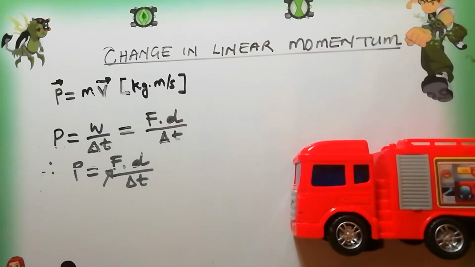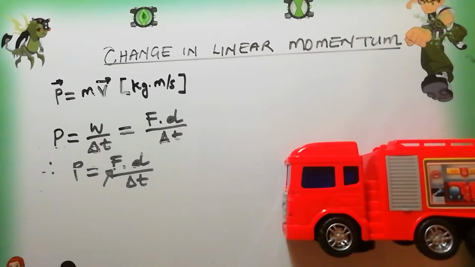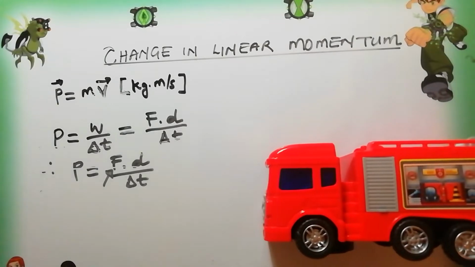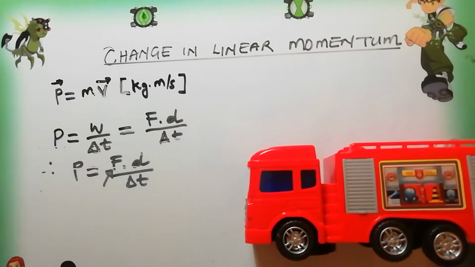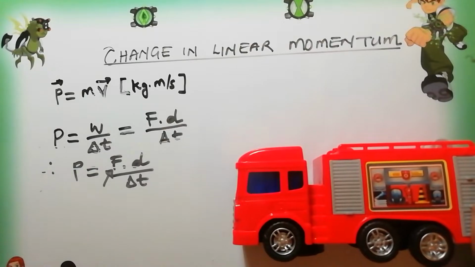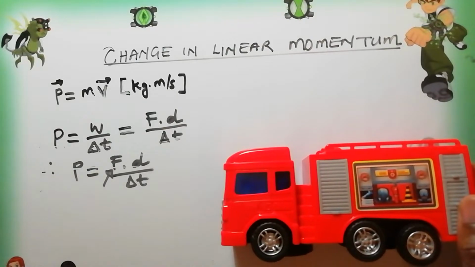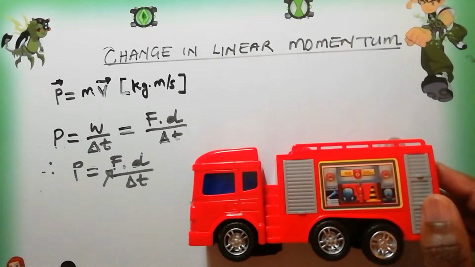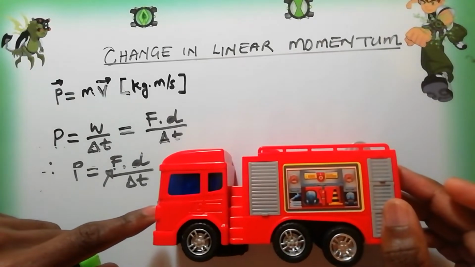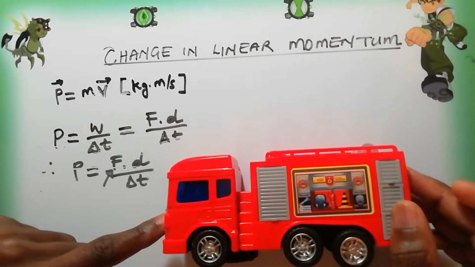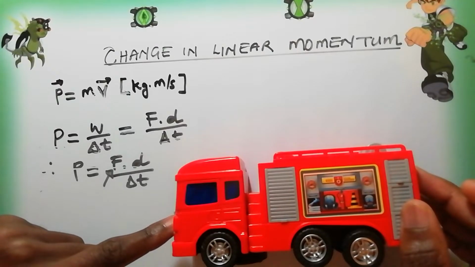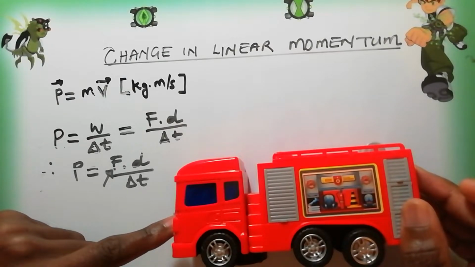Secondly, this truck will continue to move with constant velocity, or will continue with its uniform motion, hence its momentum will be constant until I apply force on it. Then its momentum will change. That's Newton's first law and how it is related to momentum.